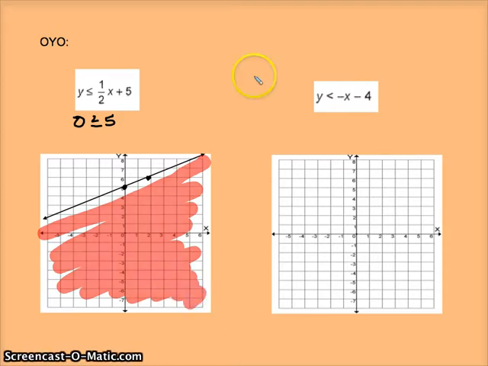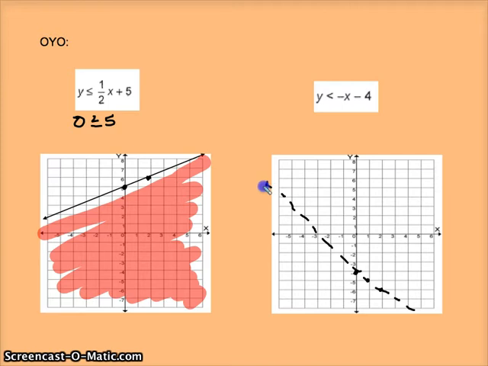All right, last one. Again, we're in slope-intercept form. So I'm going to put a point at negative 4. My slope here is negative 1, so I'm moving down 1 and then to the right 1, down 1 and to the right 1. I do not have the or equal to bar, so this will be a dashed line.